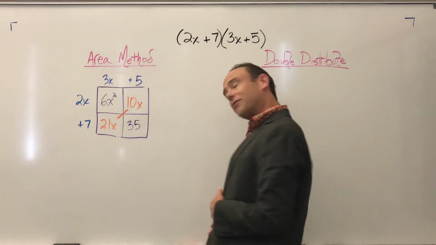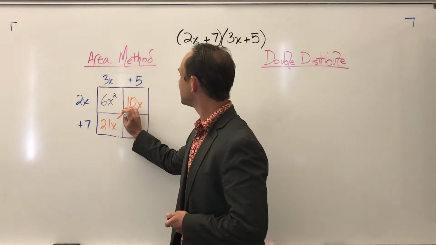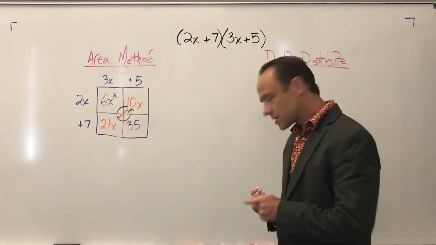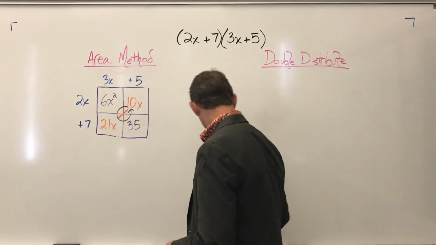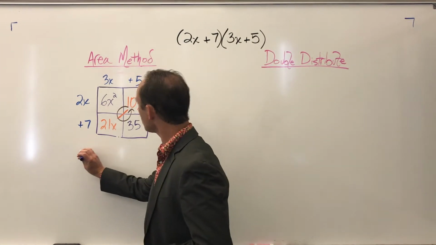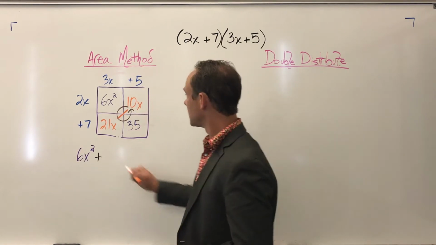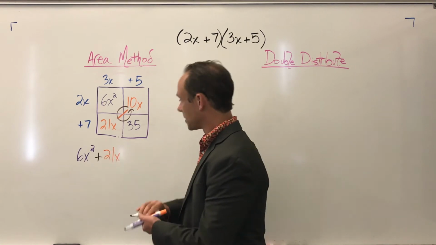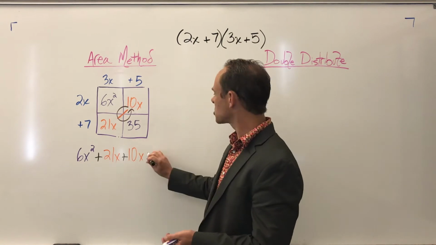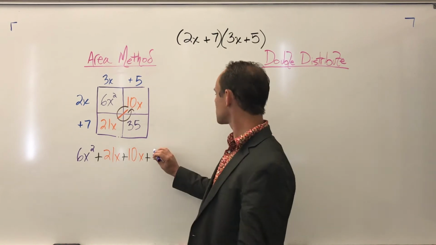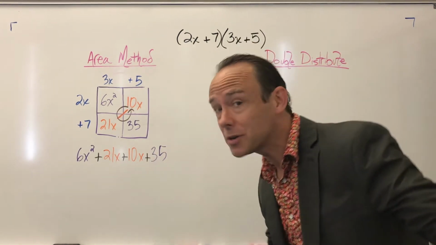So you might be asking yourself, what's the final solution? Well, the final solution is the addition of all of these different components. So we want to add up all these areas. So I'll grab the purple. And we go, okay, so it's 6x squared plus 21x plus 10x. I mean, that's 31x, but I'm just showing a whole bunch of steps because this is the first example. And boom! So the last step is to combine the like terms.